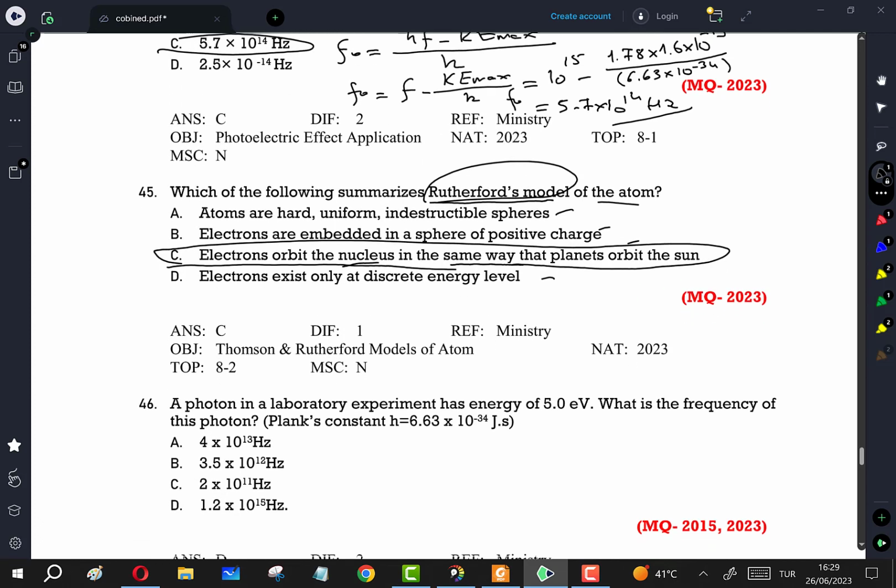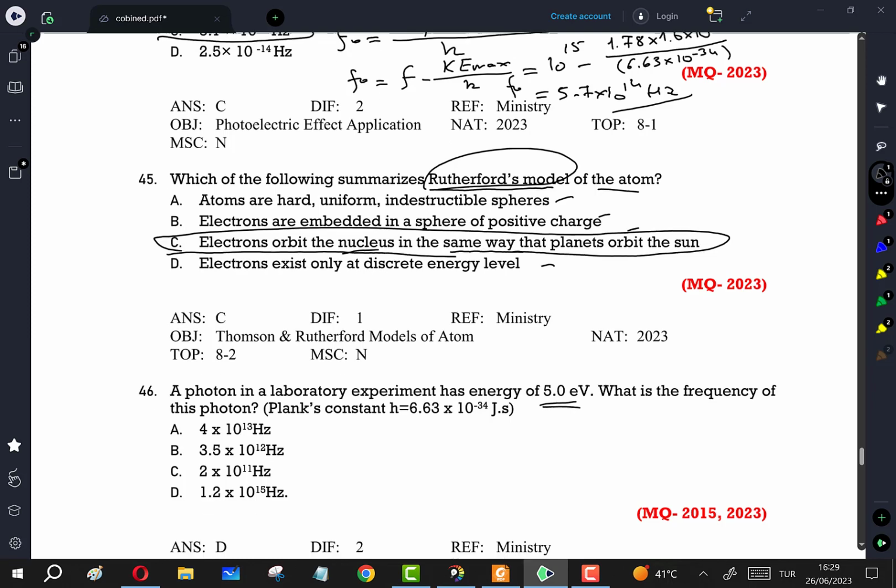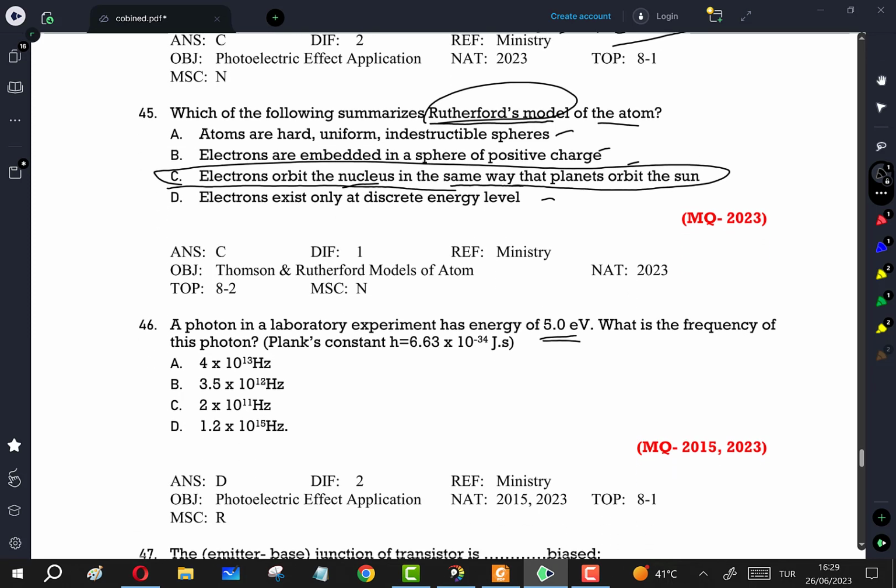And question number 46, a photon in a laboratory has 5 electron volt. What is the frequency of this photon? This is also a repeated question. 2015, exactly the same question is asked. So we are going to use again the energy of a photon. E is equal to h times f. F is the question, which is equal to E over h.